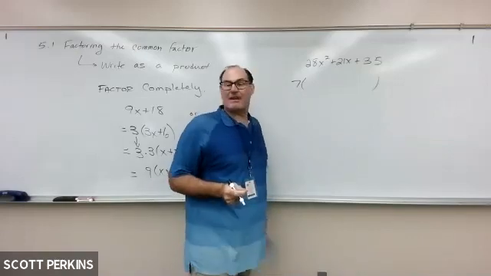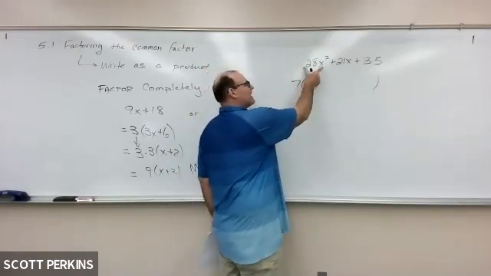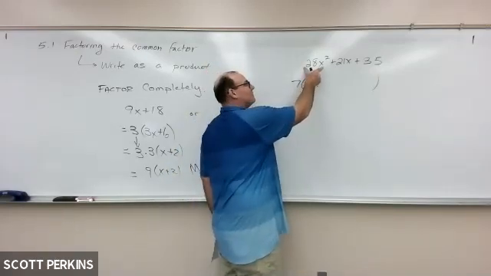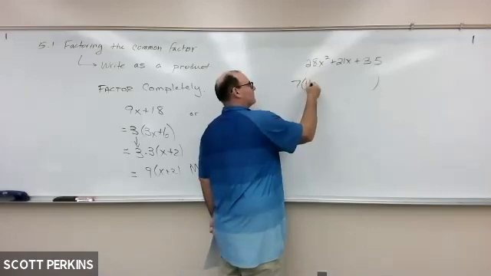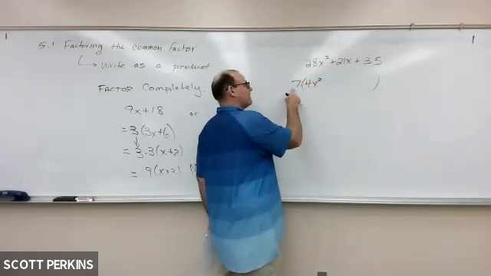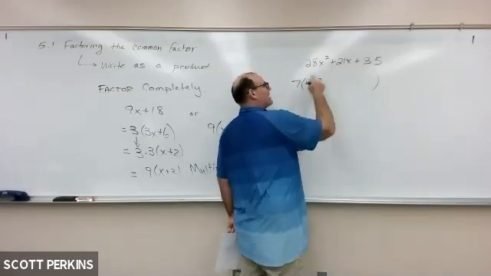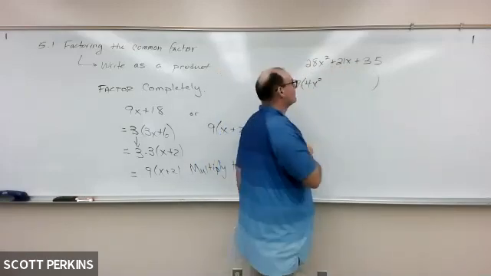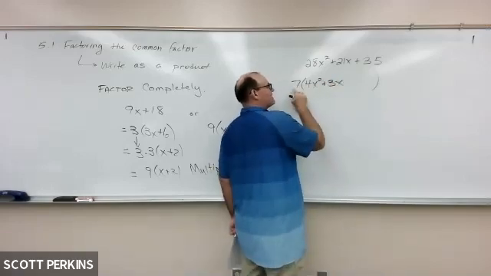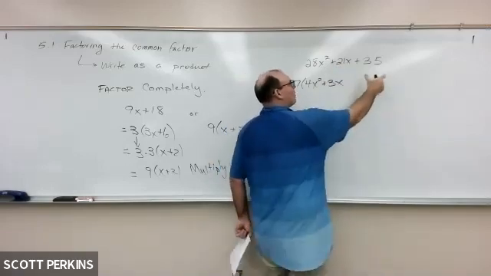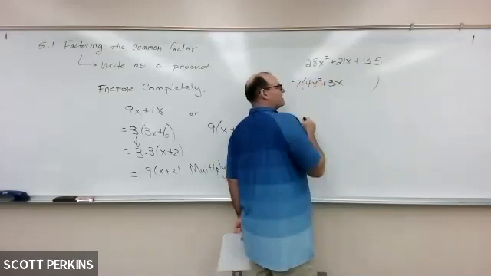So when I factor 7 out, what's left from 28x squared when I factor the 7 out? 4x squared. 7 times 4 is 28. What's left from the 21x when I factor the 7 out? Okay, 3x. 7 times 3 is 21. What's left from the 35 when I factor the 7 out?